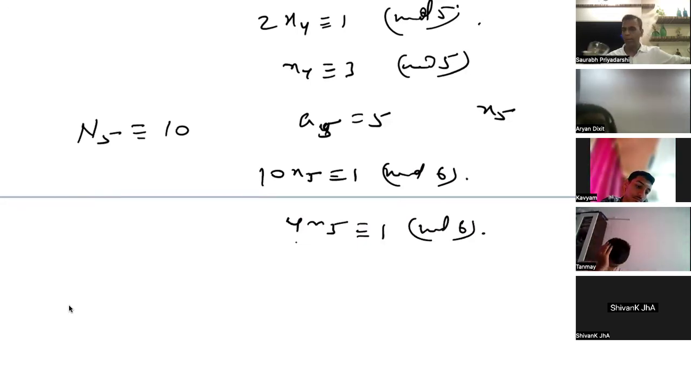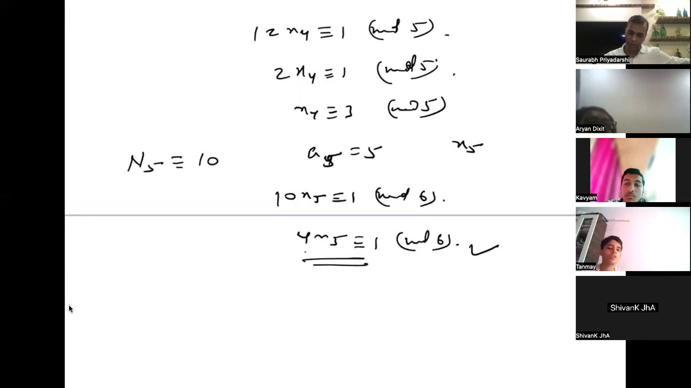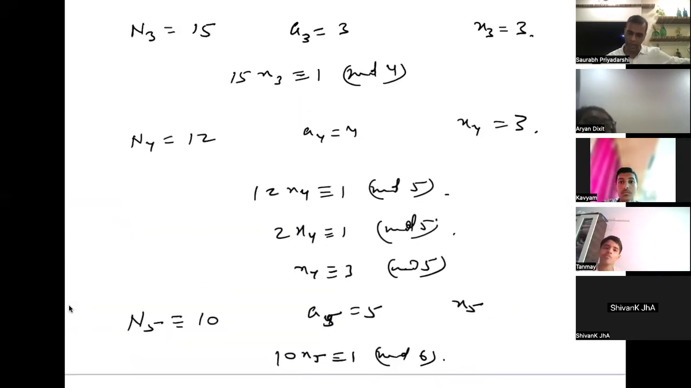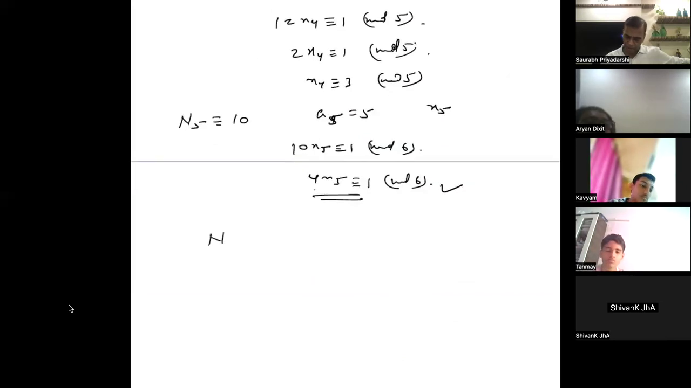So what number do I have to get from this? So again, 4 x5 is congruent to 1 mod 6. Right, so these numbers and the first two numbers, I'm keeping in our hand. Now find ni, ai, and xi, the sum of whatever you have found. Just find that number.